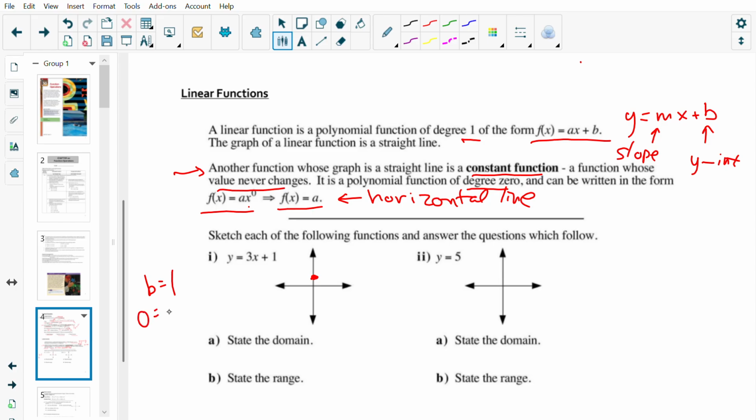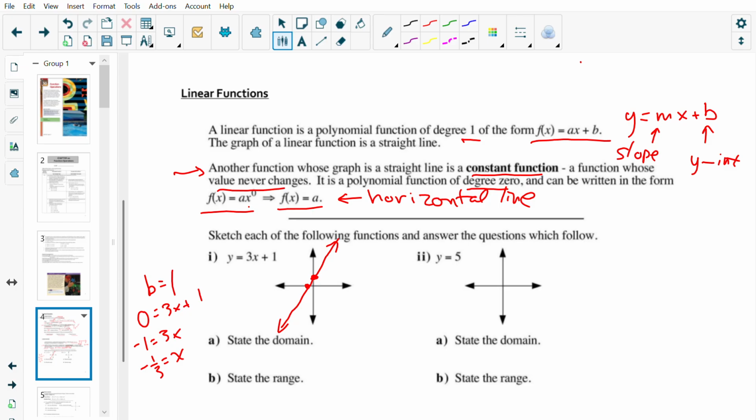So 0 equals 3x plus 1. Negative 1 equals 3x. Negative 1/3 equals x. So your x-intercept is negative 1/3. So the line is going to look like this, and that's a positive slope. Remember, rising when you're going from left to right.